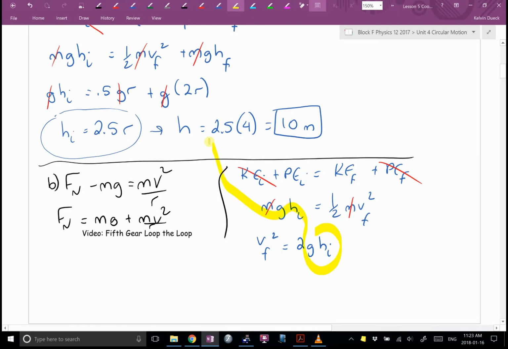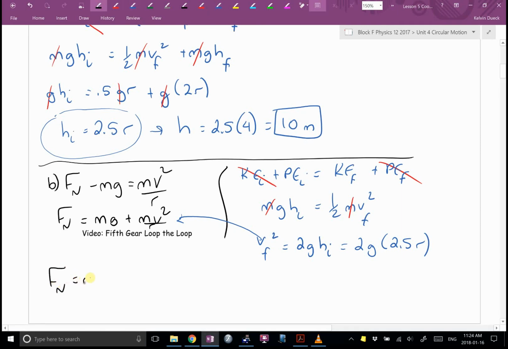How else can I be clever? Can anybody see it? How else can I be clever? Can anybody see it, Chang? What's H initial algebraically the same as? Loud and proud. So you're telling me another way to write this is 2G times 2.5R, that I can replace that V squared with that. Watch what happens.